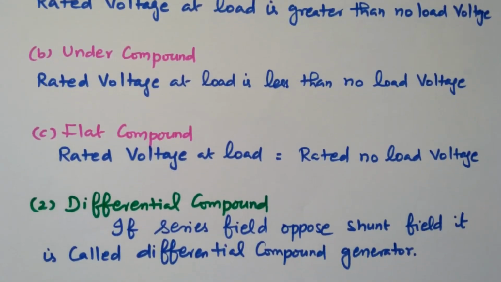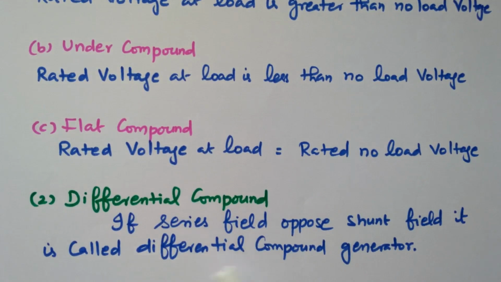Then we'll see the differential compound. If the series field opposes the shunt field, it is called a differential compound generator. So in this video we discussed the characteristics of the series generator as well as the compound generator. Right? Internal characteristics as well as external characteristics. In case of the compound generator, we discussed differential compound and cumulative compound. Again, there are three types: over compound, under compound, and flat compound.